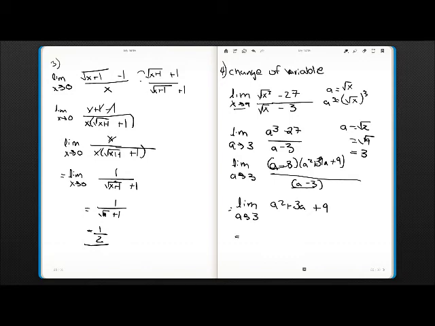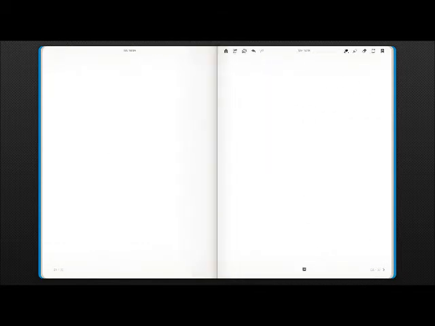So once you do that, you will get 3 squared plus 3 times 3 plus 9, and that equals 9 plus 9 plus 9, that's 27. So that's 4 down. Okay, there are 2 left now.